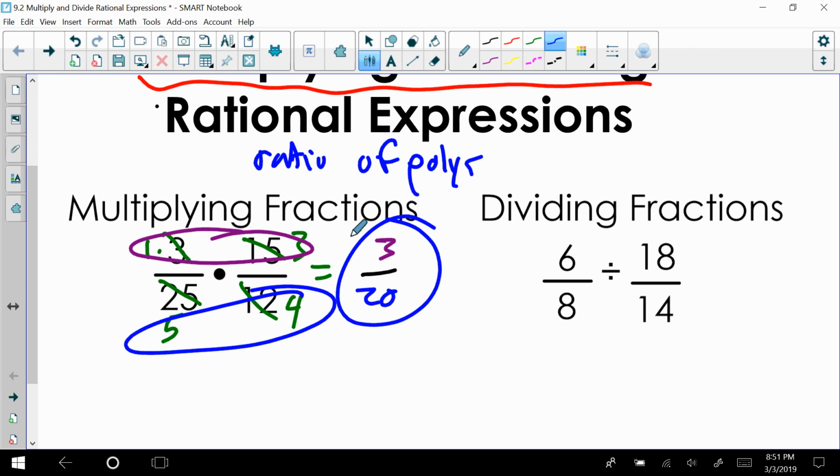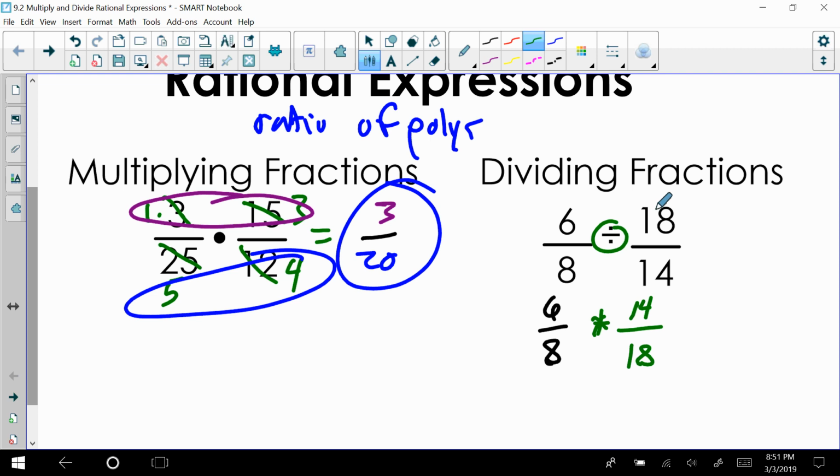We've done this kind of stuff before. Okay, well, what do we do when we divide fractions? Typically we do 6 eighths, and instead of dividing by a fraction, it'd be really nice if this wasn't a division sign but a multiplication sign, which I can get away with if I reciprocate the divisor. Then, again, 6 and 8 become a 3 and a 4. 3 and 18, those go too, it's just a 1 now and this is a 6. 4 and 14 become a 7 and a 2.